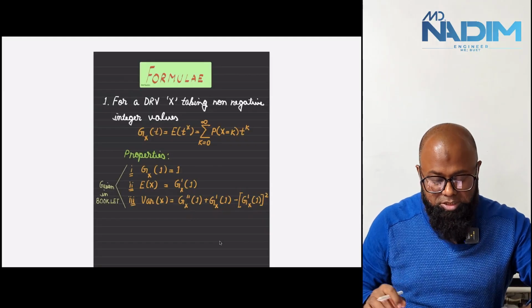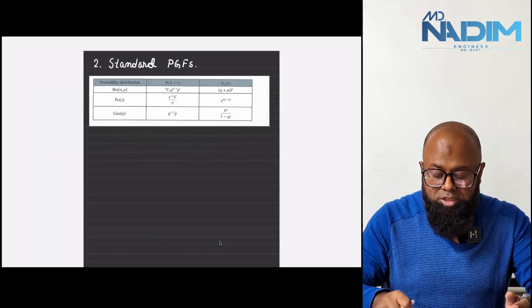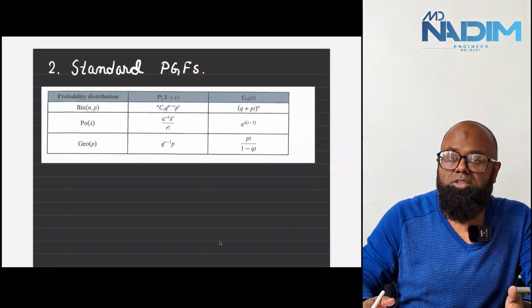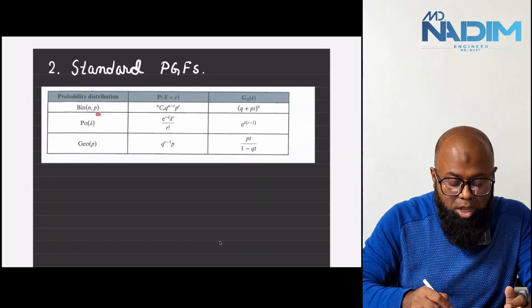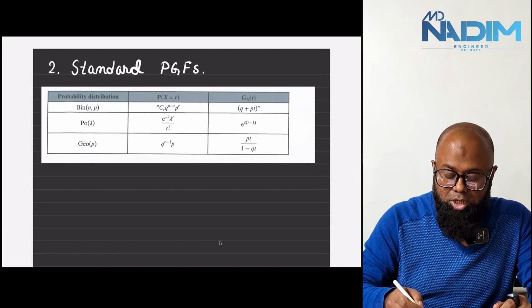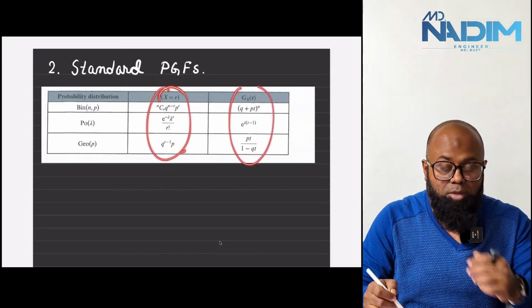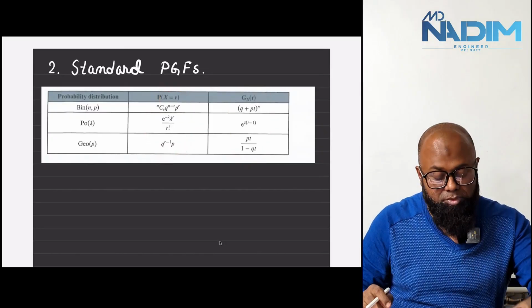Now next, we have to write down the standard PGFs for a binomial distribution, a Poisson distribution, and a geometric distribution. So these are the formulae to get the probabilities, and these are the probability generating functions.